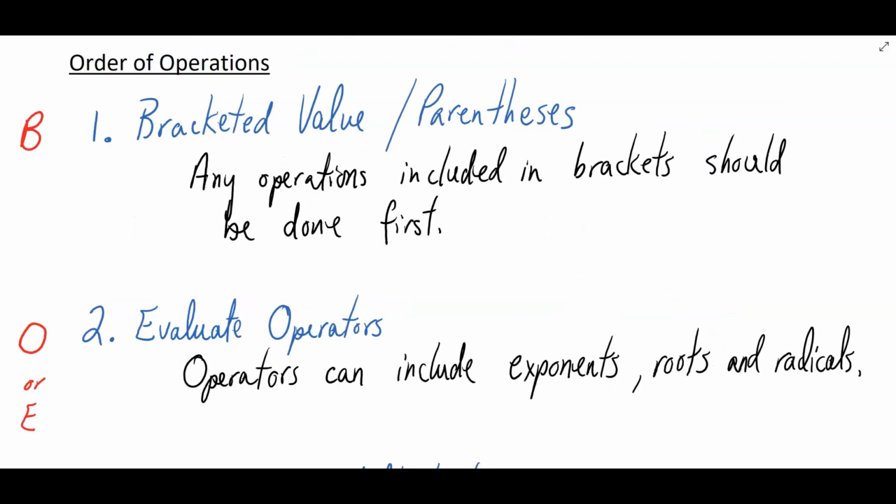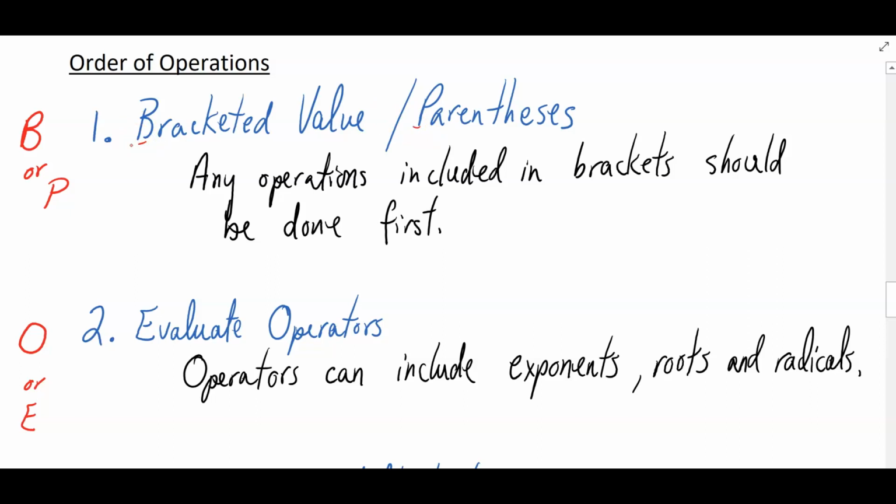Next, we'll take a look at order of operations. When there are multiple operations, you must follow the correct order of operations. So the first step is to evaluate any bracketed values or parentheses. So any operations included in brackets should be done first. We summarize this with a B, or for some people, if they've learned it, possibly a P because of parentheses or brackets.